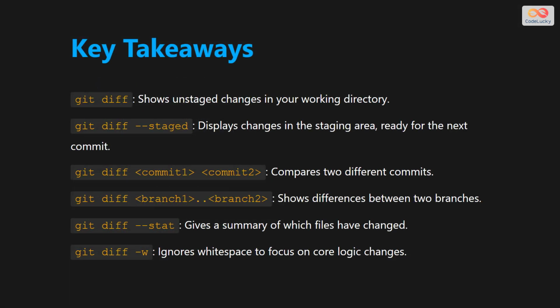To wrap up, remember these key uses of Git Diff. Git diff for unstaged changes, git diff --staged for the staging area, git diff with commit hashes or branch names for comparisons, --stat for a summary, and the -w flag to ignore whitespace. Mastering this command will greatly improve your workflow.